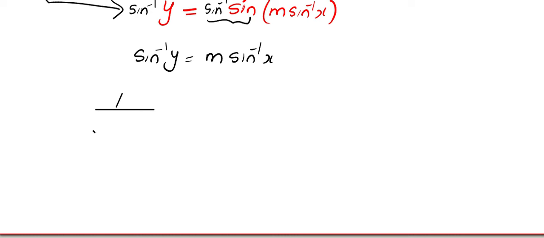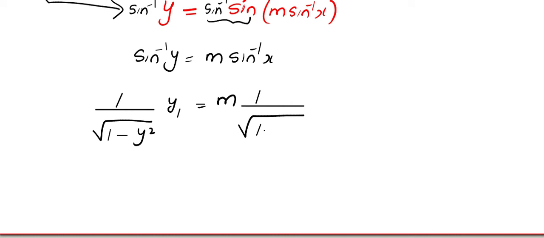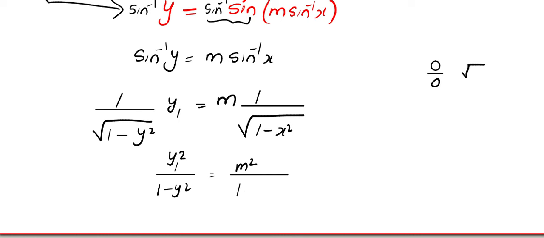The derivative of sine inverse y is times y1 is equal to m into 1 by root under 1 minus x square. As I always say, after we find the first order derivative, look out for fraction, square root and the given question popping back. So I'm going to square on both sides. Now I'm going to get rid of the fraction.